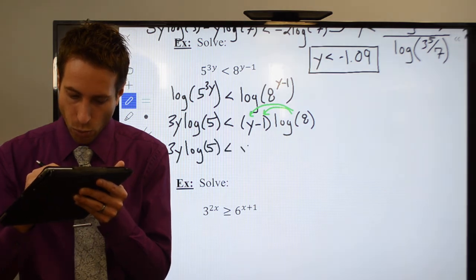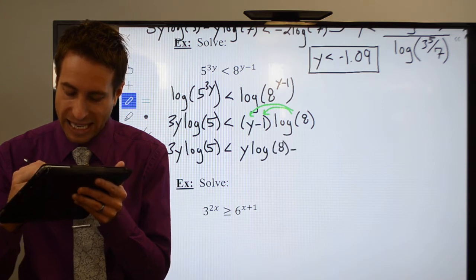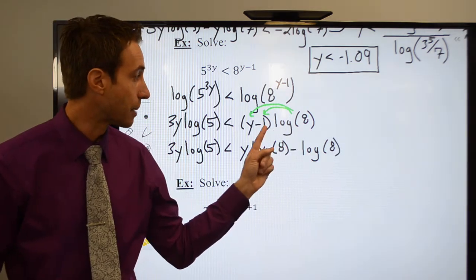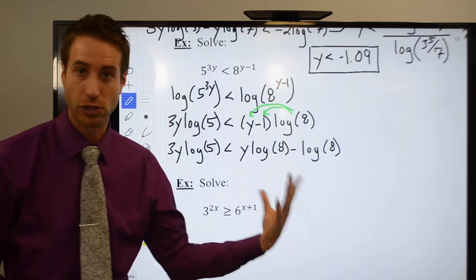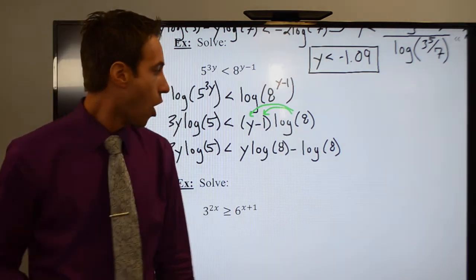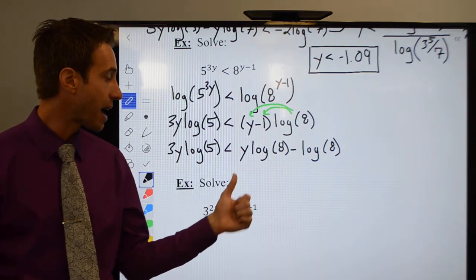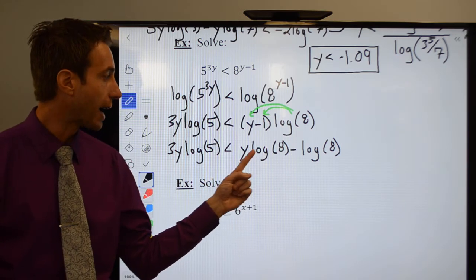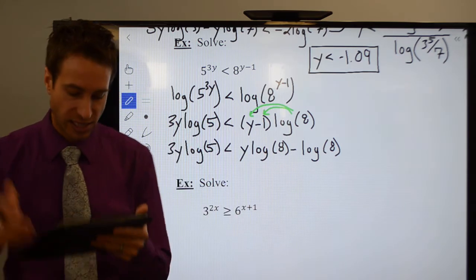So I wind up with y times the common log of 8 minus the common log of 8, because it'd be the common log of 8 times 1, but 1 times anything is just that number. All right, here we go. I need to get the y's by themselves. I've got to isolate them on the same side, so we'll subtract the y common log of 8 to the other side.